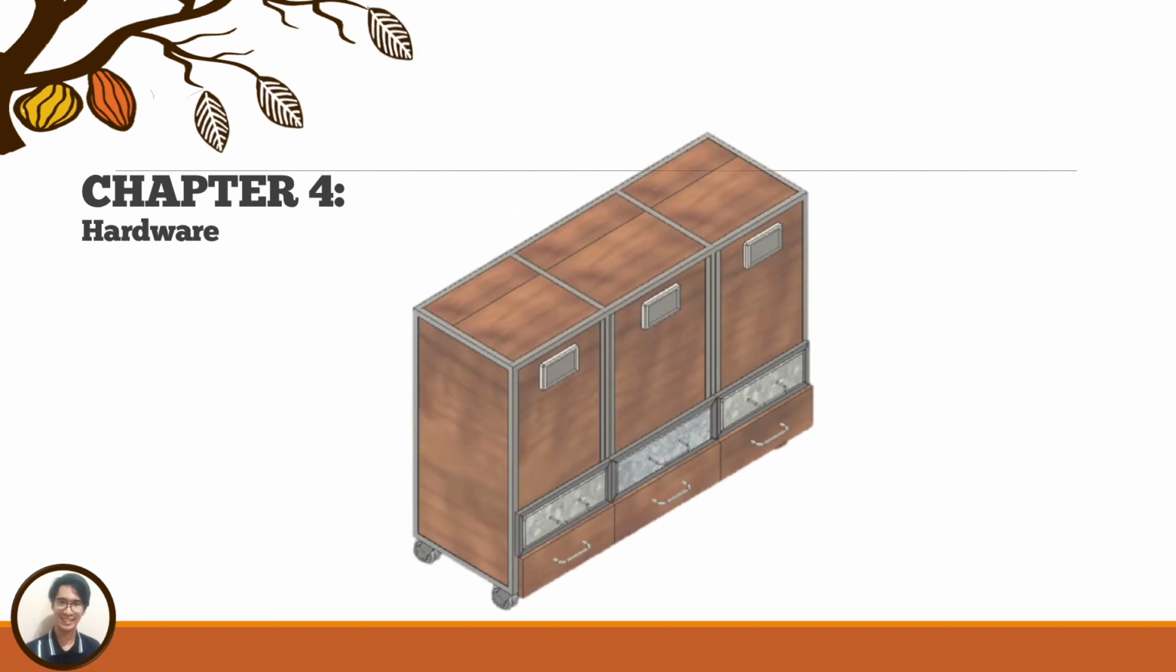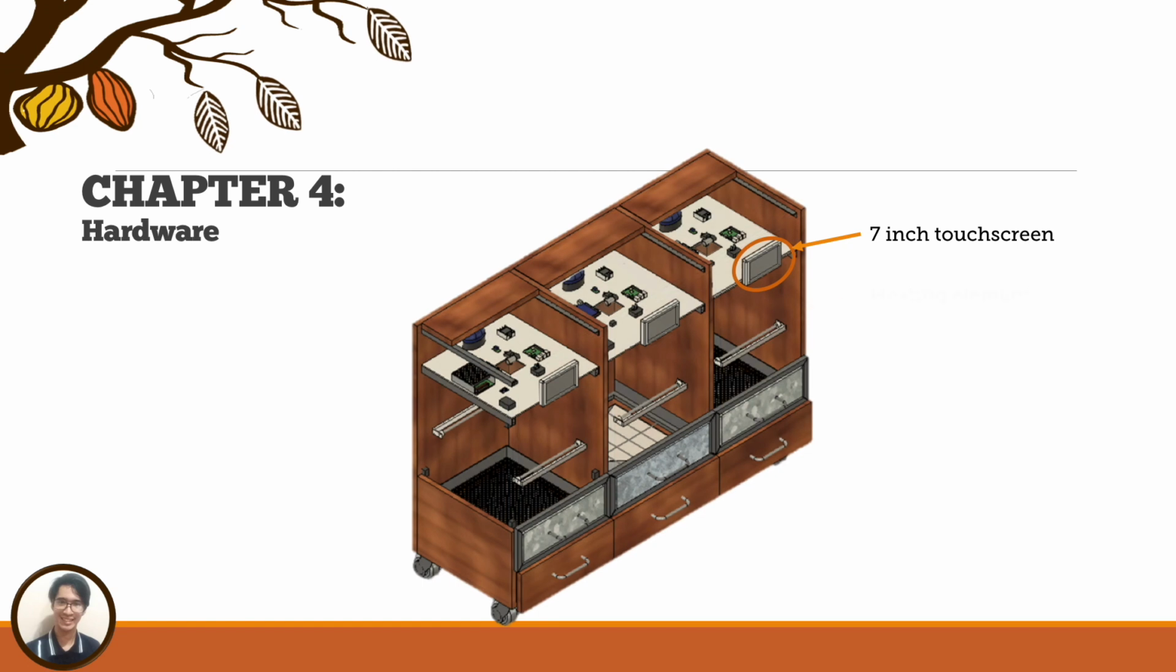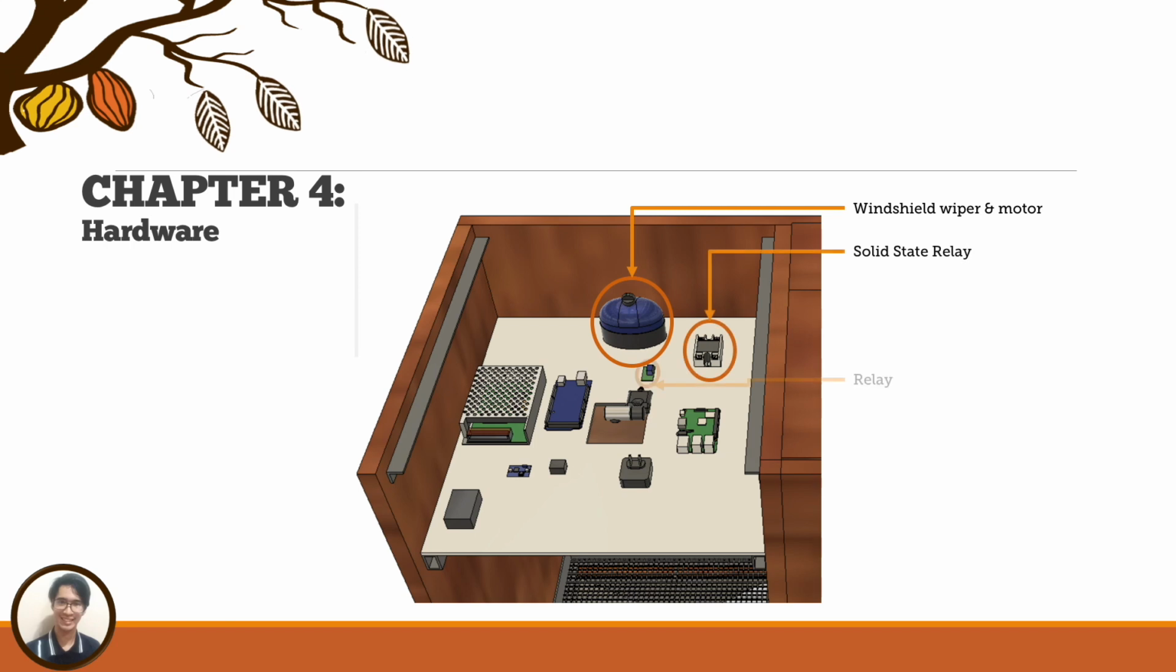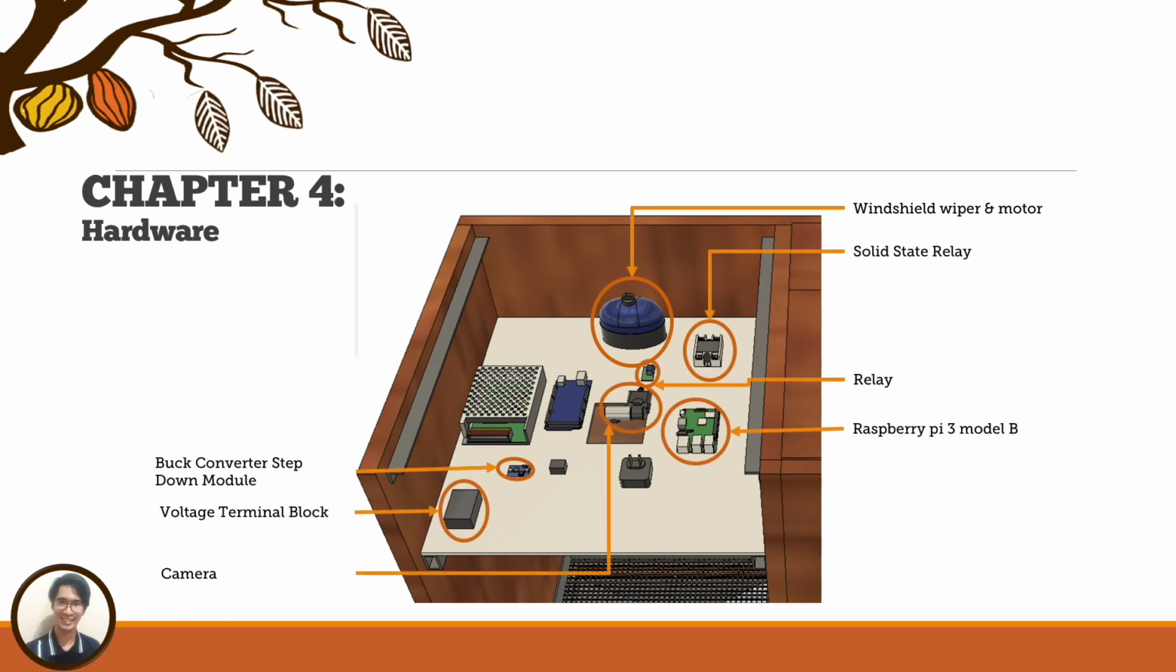After discussing the components, let us visualize the placement of these inside the chamber. First one would be the touchscreen, which is placed in front of each corresponding chamber. Next would be the sensor placed above the mesh tray, and then the heating element, which is placed between the tray and components above that, equidistant to each other. For the other components, we have the placement of the windshield wiper and motor, the solid state relay, the Raspberry Pi 3 Model B, the camera, the voltage terminal block, the buck converter step-down module, the power supply, and the Arduino Mega 2560.